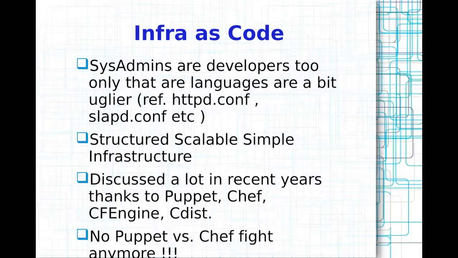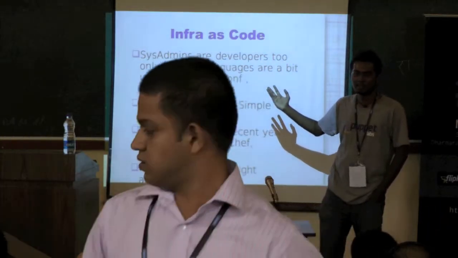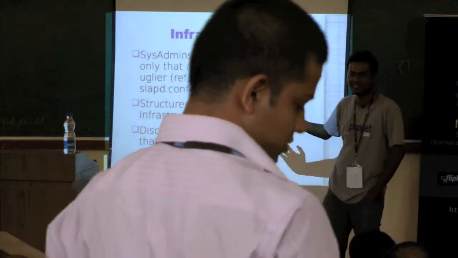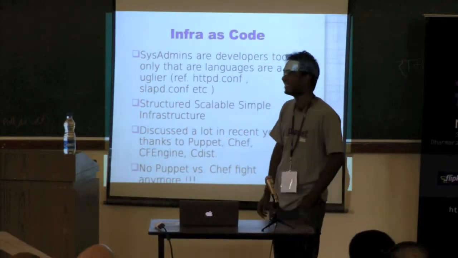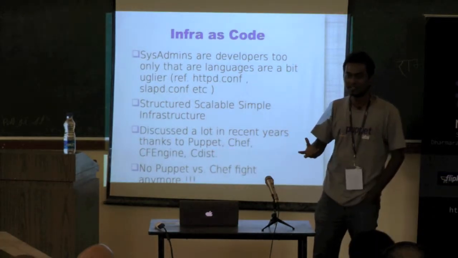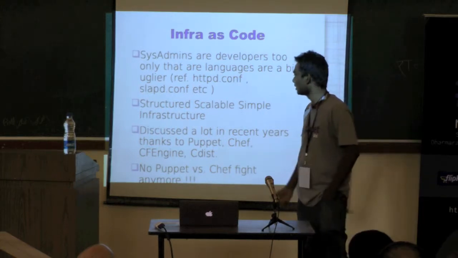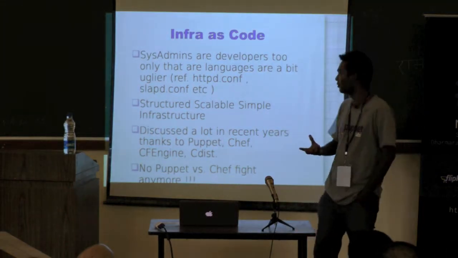So now it has become a buzzword to use infrastructure as code. This is a common thing that everybody says. System admins are developers too. Only thing is we write programs in an ugly language like httpd.conf or slapd.conf. So why can't we use the same principles that developers use for collaboration, coordination and system administration? That's the basic principle behind infrastructure as code.